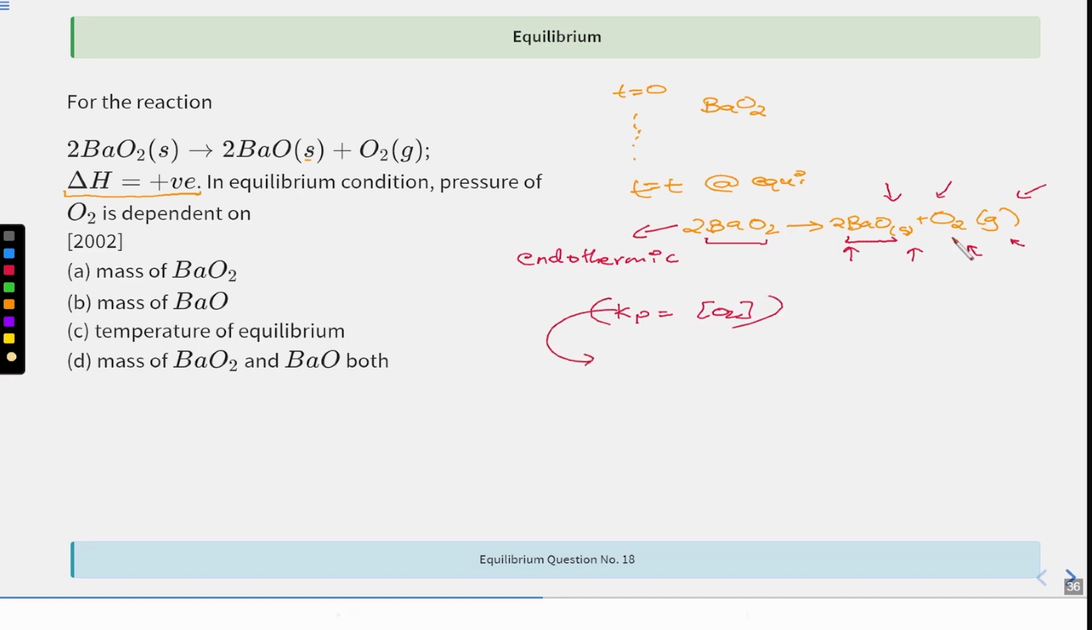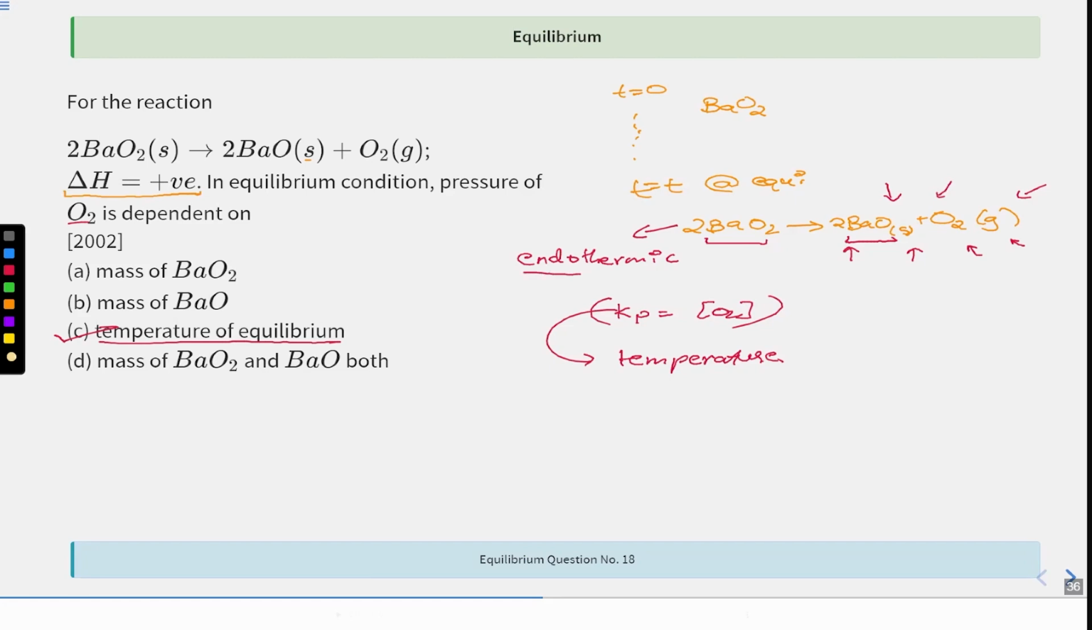And now what does K depend on? K will depend on the temperature, right? So Kp will be equal to O2. So O2 is technically dependent only on the temperature of the equilibrium, which should be your option C. Very simple question, nothing we haven't done. We just looked at what the production of O2 at equilibrium depends on.